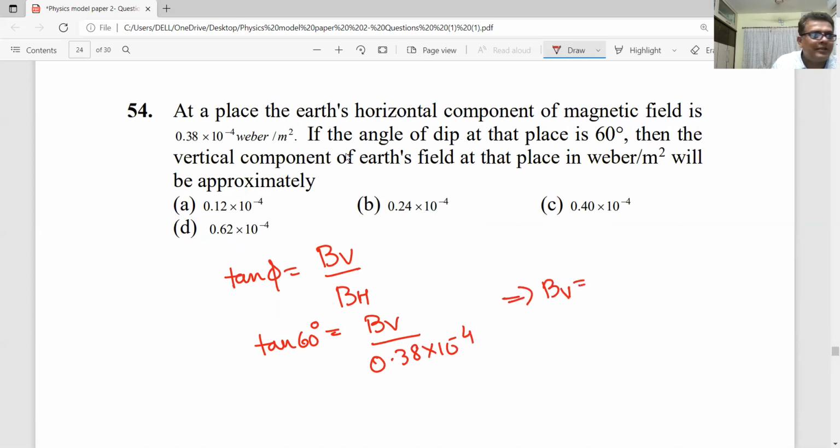BV is equal to tan 60, which is root 3, that is 1.732, into 0.38 into 10 power minus 4. Looking at the calculation, 0.38 into 1.7, option D is the right answer. 0.24 won't work out, 0.12 won't work out. Don't do the full calculation. If it were 0.38 into 1.1 I would have taken 0.4, but this is 0.38 into 1.7, almost double. So your answer is 0.62 into 10 power minus 4.